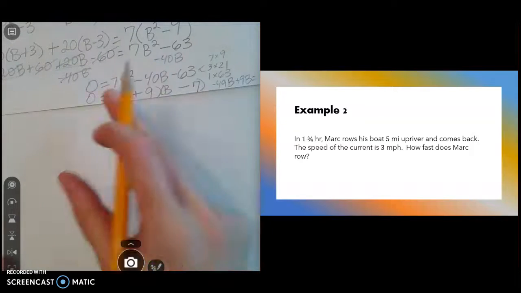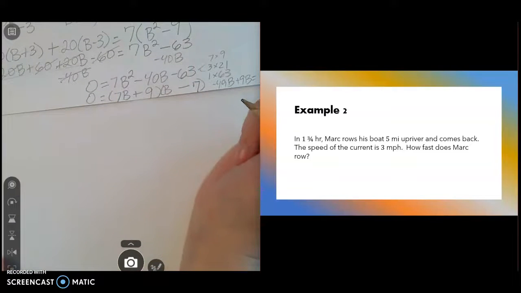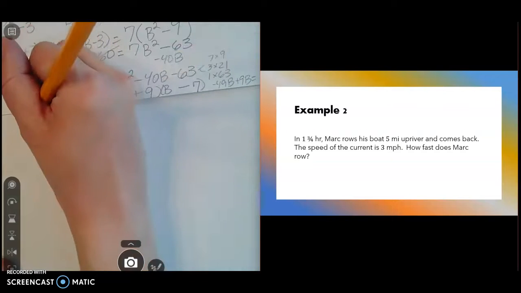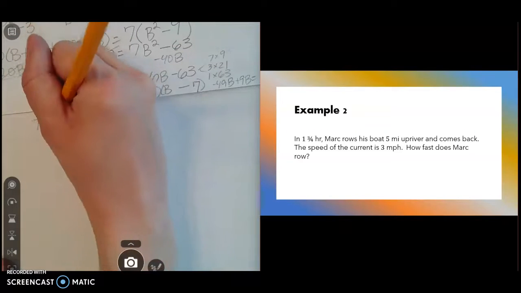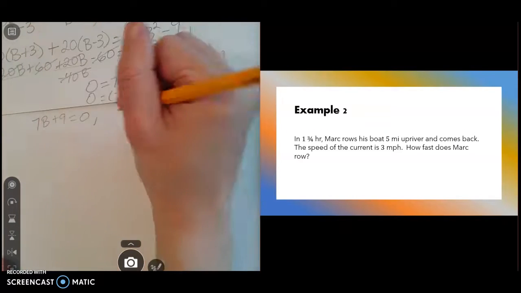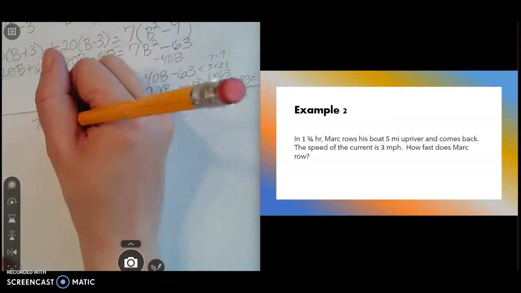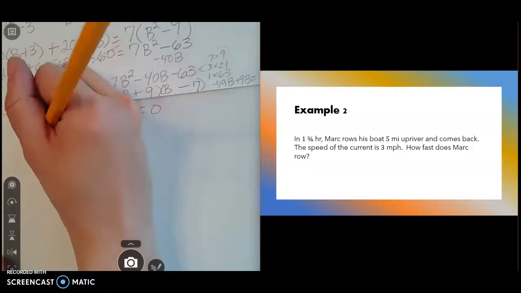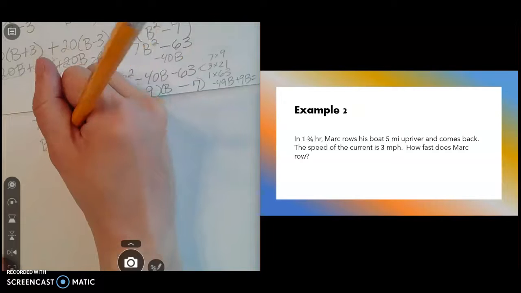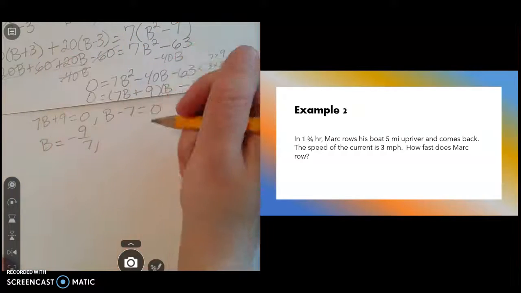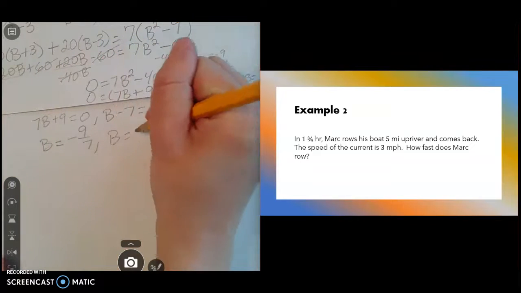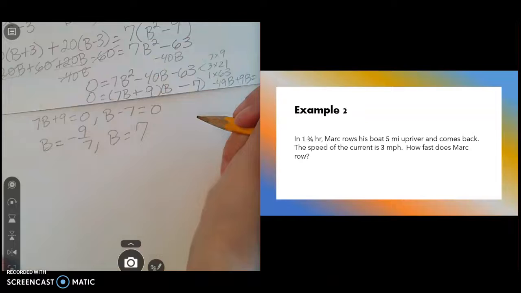So then we'll set each factor to equal 0 and solve. So I'm going to have 7b plus 9 equals 0. And I'm going to have b minus 7 equals 0. From the first one, I would subtract 9 and divide by 7. So I would have b equals negative 9/7. From the second one, I would add 7 to both sides, so b equals 7.